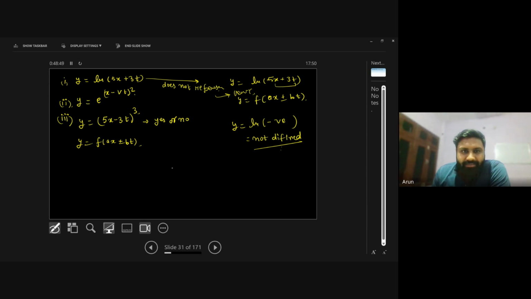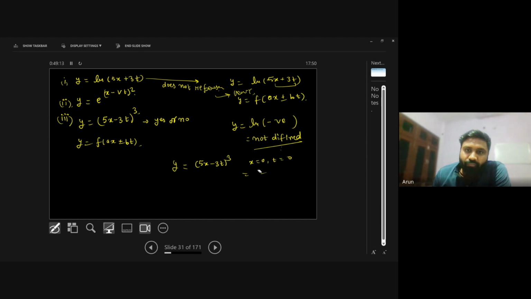So let's deal with this. y is equal to (5x minus 3t) whole cube. If we put x is equal to 0 and t is equal to 0, this equation becomes 0 minus 0 raised to the power 3, which will become 0. So y is 0. That is a defined value. Okay, no problem with that.